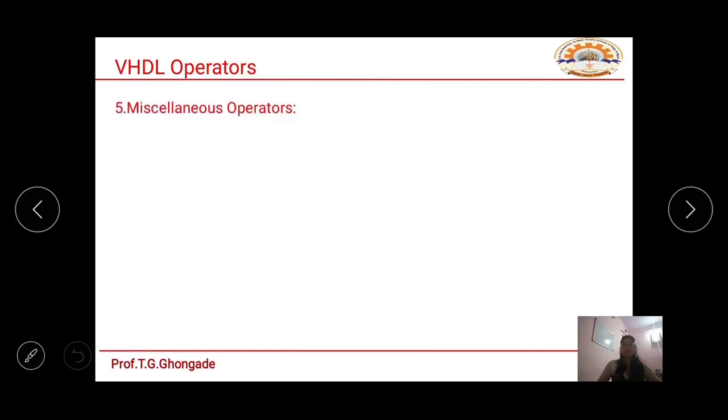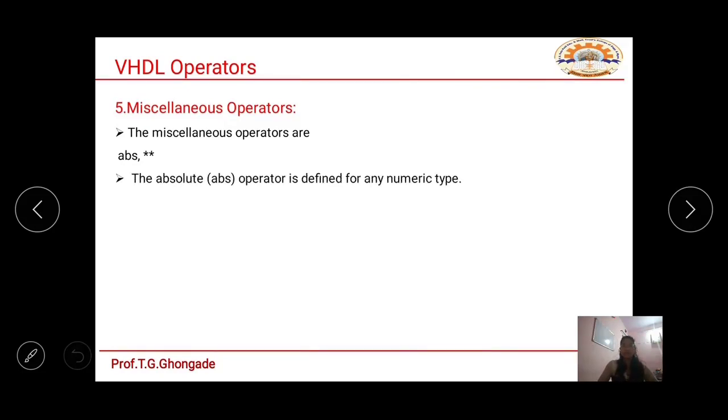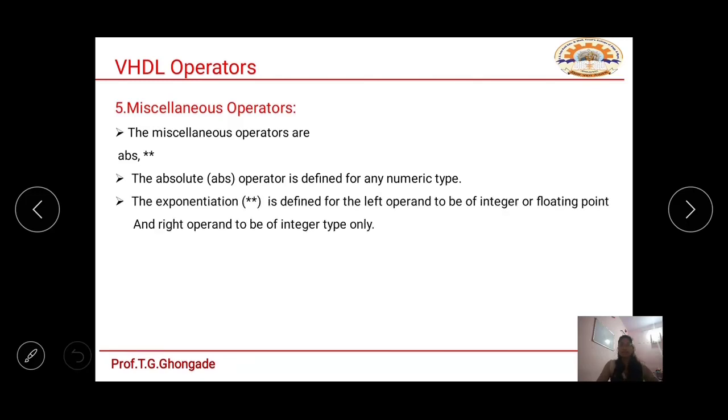And the last VHDL operators are miscellaneous operators. So miscellaneous operators are absolute and exponentiation. Okay, so the absolute operator is defined for any numeric type, and the exponentiation operator is defined for the left operand to be of integer type or floating point type, and the right operand is to be of integer type only. So this is all about the VHDL operators.